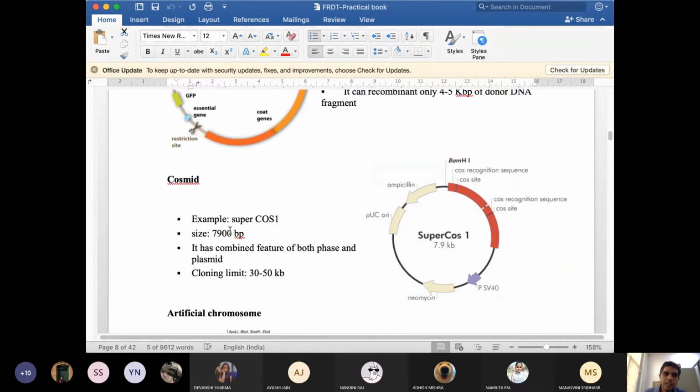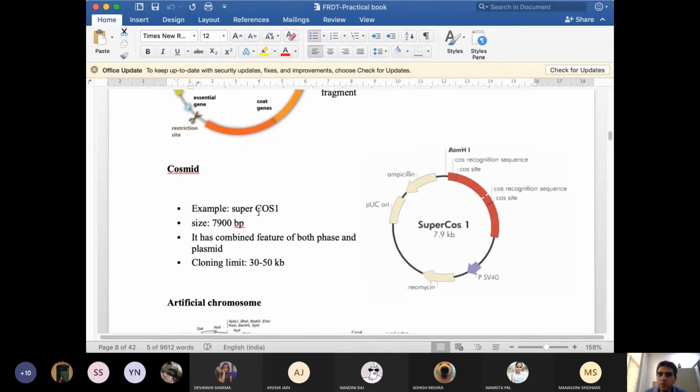Another one is the cosmid. The cosmid, as I mentioned, has the properties of both virus and bacterial plasmid. So that we call the cosmid. As you can see, these cos sites are there. These cos sites help in packaging inside the virus, and this origin of replication helps in the replication inside the bacteria. Ampicillin is a resistance marker, neomycin is also a resistance marker, and BamHI is a cloning site. Okay, so these are the properties of the cosmid.